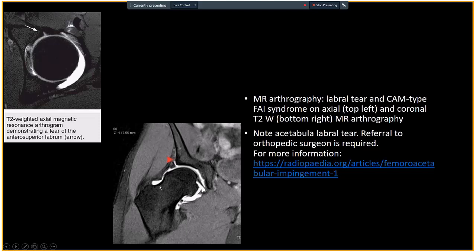So you need to refer this patient to your orthopedic surgeon, and it has to be just shaved off to remove that potential damage to the cartilage. So for more information, please refer to some interesting articles on Radiopaedia for that.